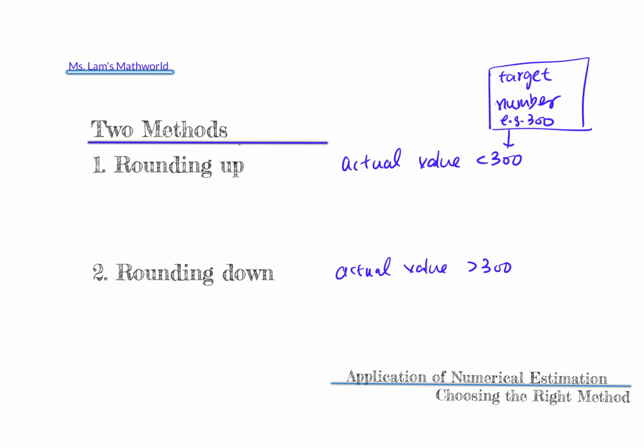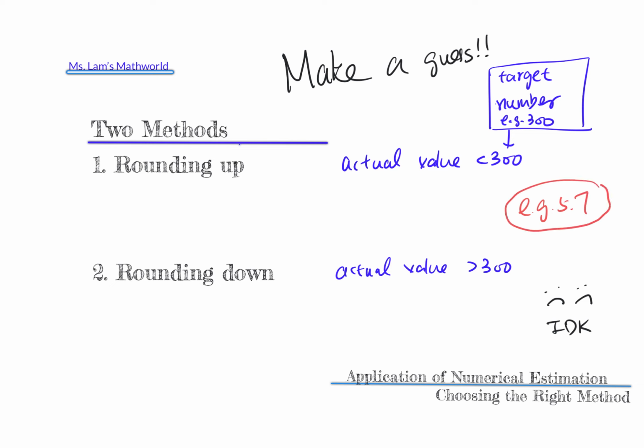Or do we know whether it is greater than or less than? We don't know. So when we don't know, that means we say IDK, right? So if we don't know, we have to make a guess. Alright? So let's check example 5.7 in the textbook to see how we can choose the methods. So please move on to the next video, please.